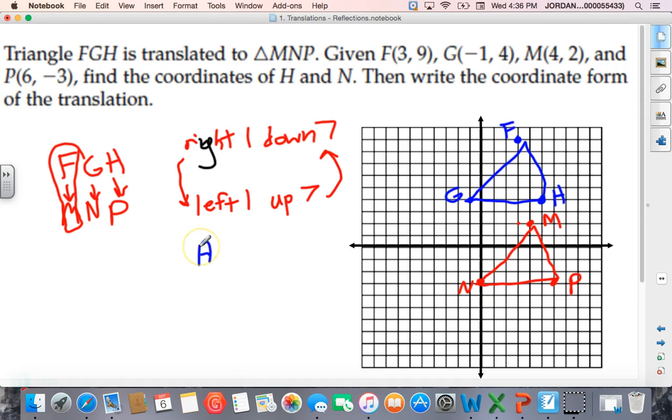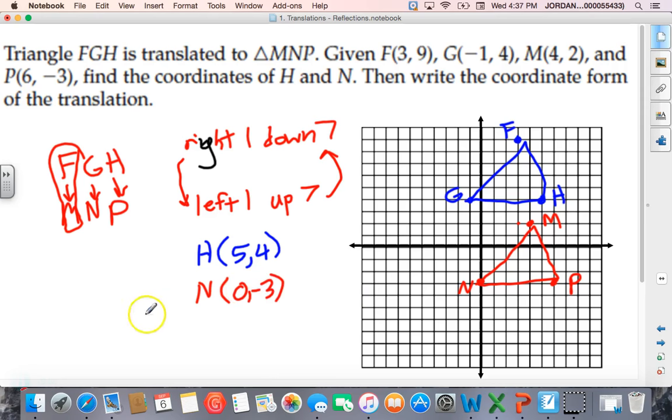So we would say H is the coordinate 1, 2, 3, 4, 5, 1, 2, 3, 4. So H is 5, 4. And then we could say that the other one, N, is the point 0, negative 1, 2, 3.